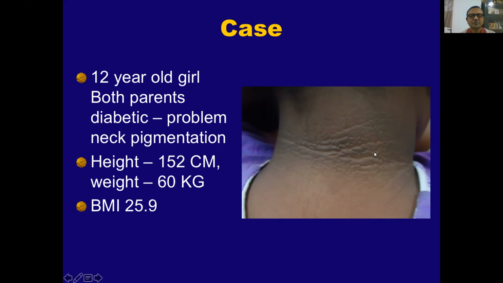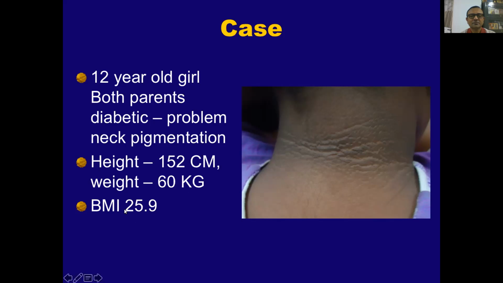In adolescents, as Dr. Sunil said, they'll come for something like irregular periods. They'll come for orthopedic complaints. They'll come often for micro penis, but that usually is buried penis. So typically this girl child here comes with this pigmentation. The height is 152, weight is 60, and the body mass index is 25.9.